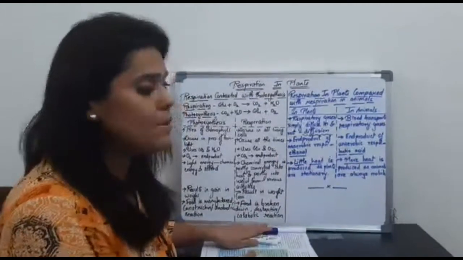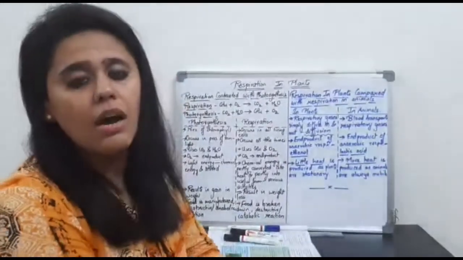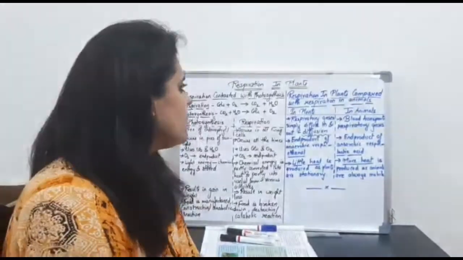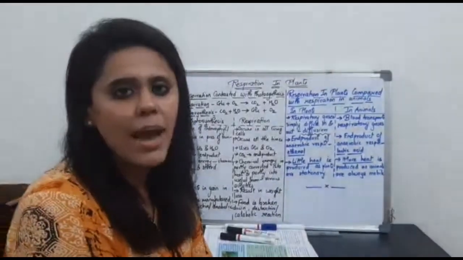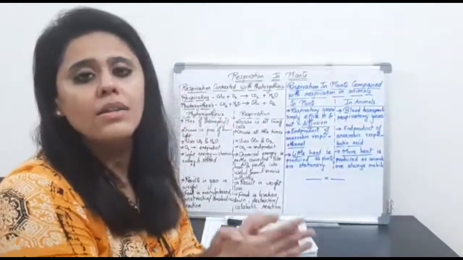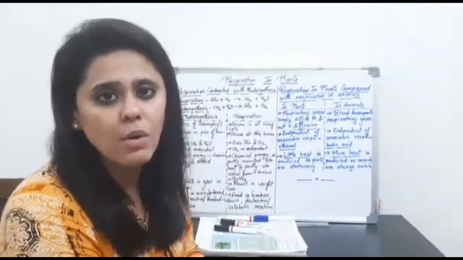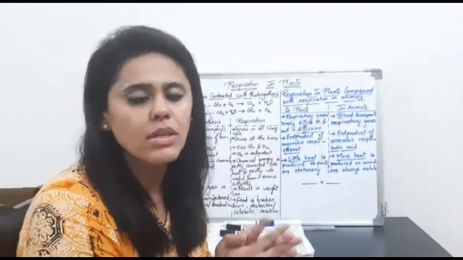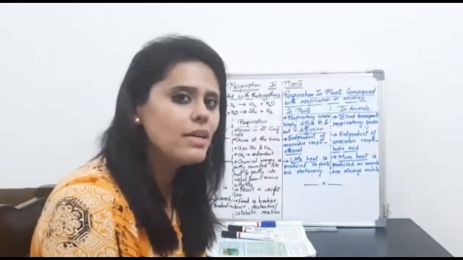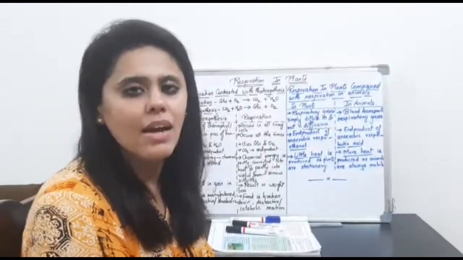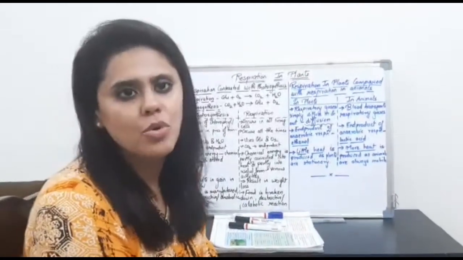So with this understanding of the differences between respiration happening in the plant and the animal body, we complete our chapter, respiration in plants. I hope this chapter is very clear to you all. In case you have any doubts in this chapter, we'll be clearing all your doubts when I meet you all in the lectures, in the tutorials. Thank you.